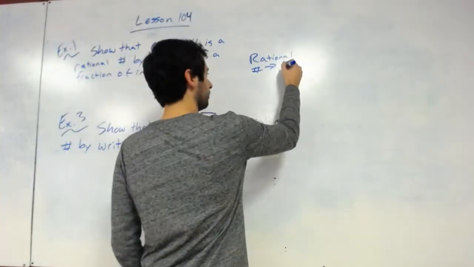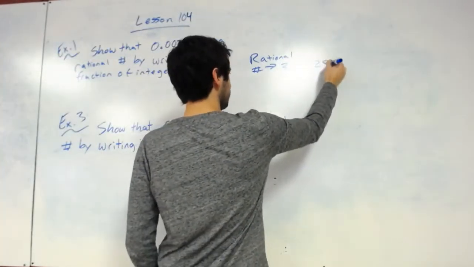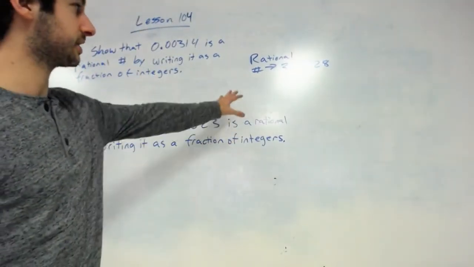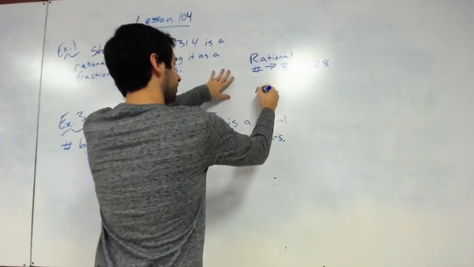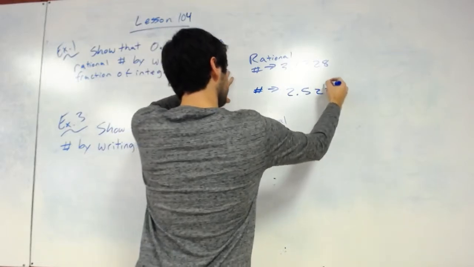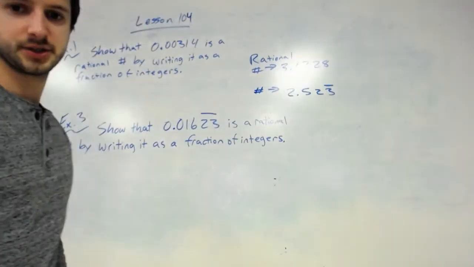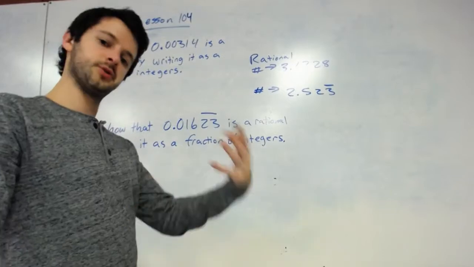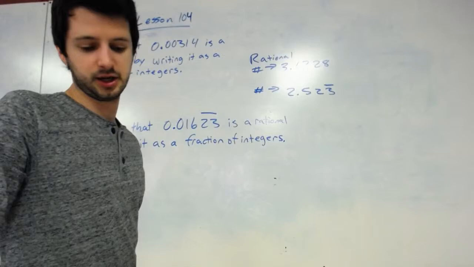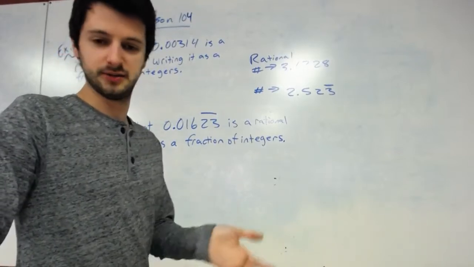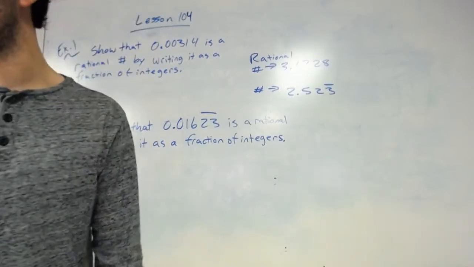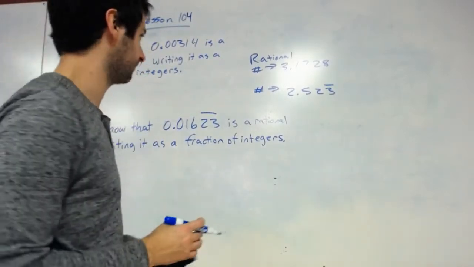So 3.1728 is an example. I'm sorry, the glare's in the way, but that's an example of a rational number. Any number with repeating decimals, so 2.523 where the 3 is repeating, is also a rational number. Compared to that, an irrational number would be something where it goes on and on. There's no end, in a sense. So pi would be an irrational number. Square root of 2 is actually an irrational number.